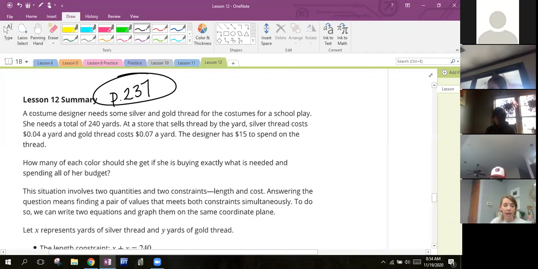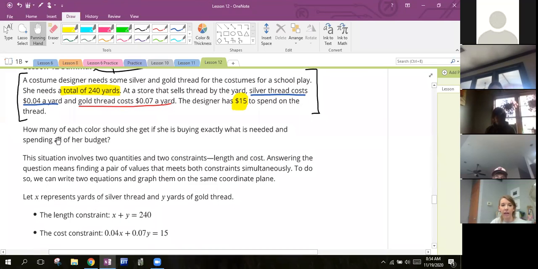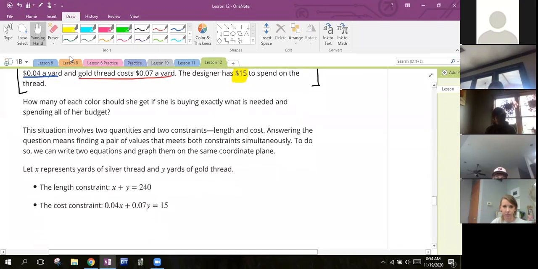All right, so right here, we're given a real world situation. It says a costume designer needs some silver and gold thread for costumes for a school play. She needs a total of 240 yards. A store that sells thread by the yard, silver thread costs 4 cents a yard and gold thread costs 7 cents a yard. And the designer has a total of $15 to spend. It wants to know how much silver and gold thread we can get to meet both constraints. And just like the ones we looked at earlier, this situation involves 2 quantities and 2 constraints, the length and the cost. So answering these questions means finding a pair of values that meets both constraints simultaneously.